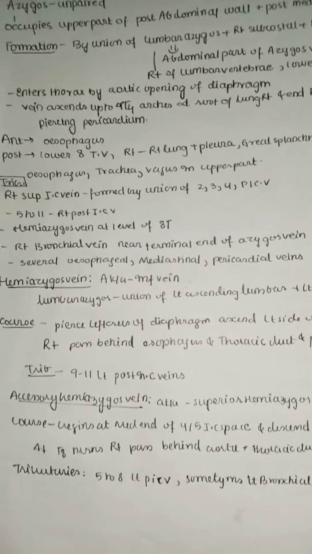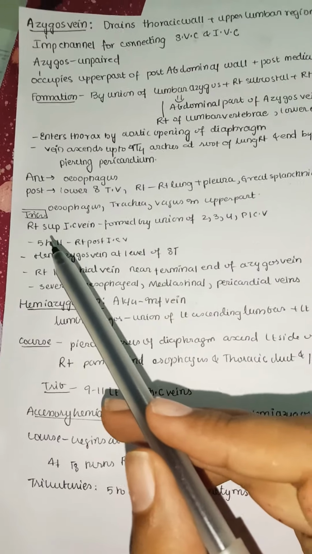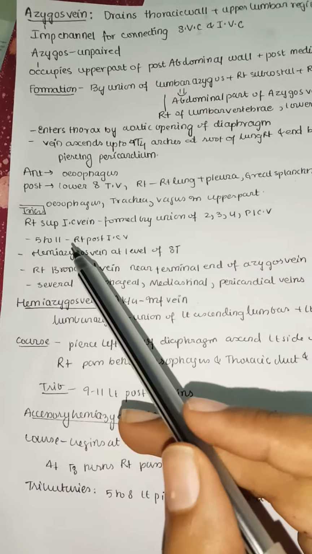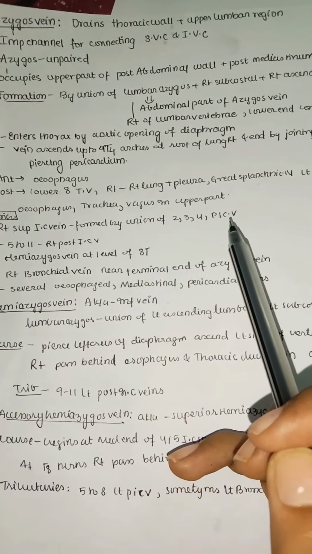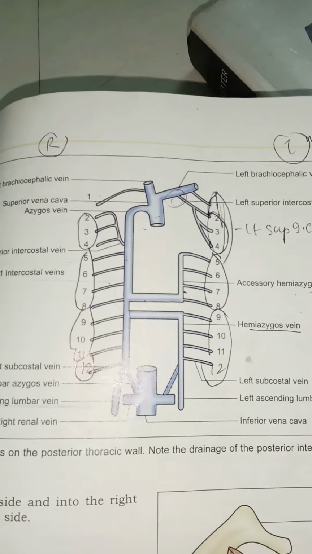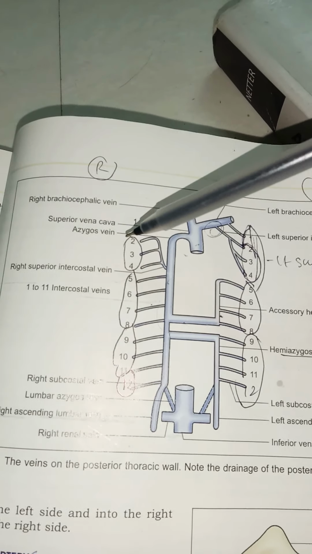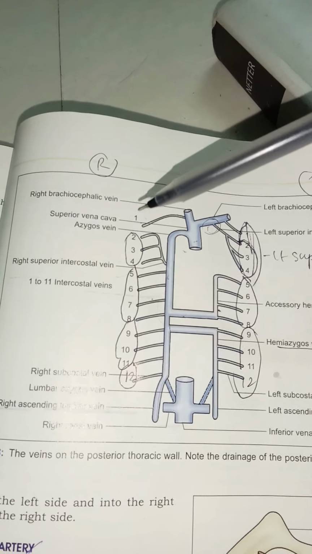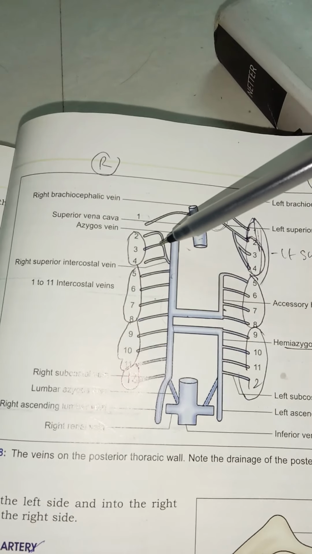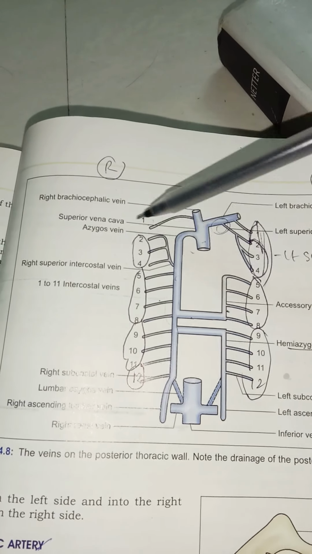Now we will see the tributaries. What are the tributaries which form the azygous vein? Mainly the right superior intercostal vein is formed by the union of the 2nd, 3rd and 4th posterior intercostal veins. Here you can see the posterior intercostal veins, especially 2, 3 and 4. These join together and form the right superior intercostal vein. This in turn drains into the azygous vein, as you can see here.